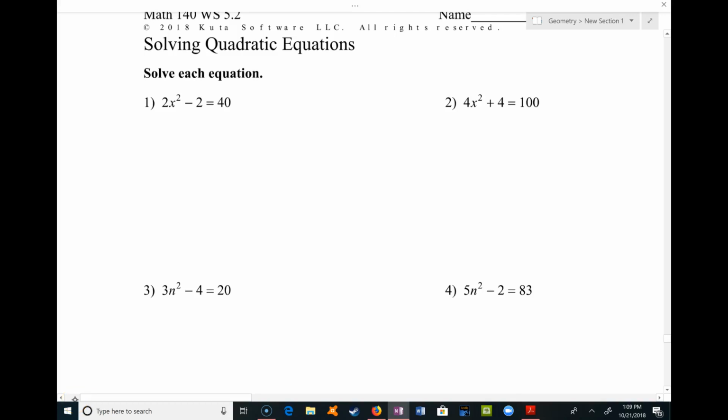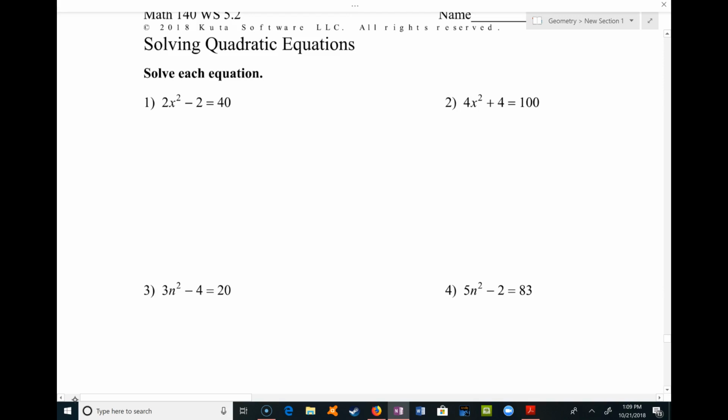Hello, I'm going to be working through this worksheet 5.2, solving quadratic equations. This will be a mixture of all the different methods we've been talking about. On this one, the first one, 2x squared minus 2 equals 40. Notice there's only an x squared. There's no x by itself term.